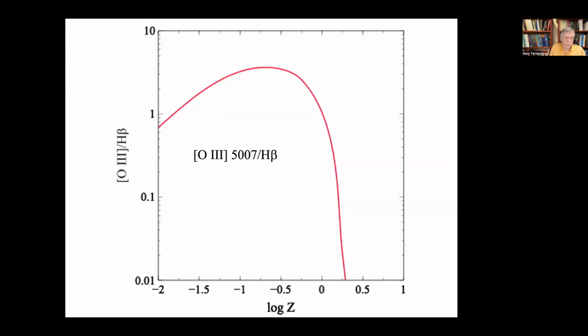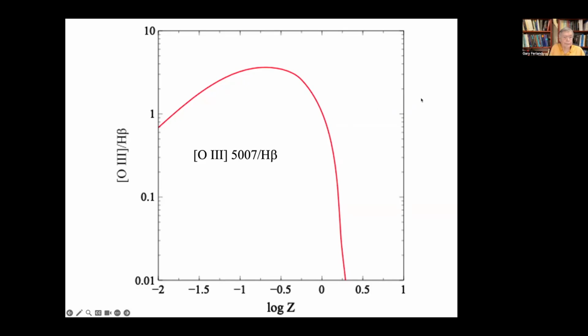Well, what's going on here? The 5007 to H beta ratio ranges from 6 or 7, something like that, to a high of 3, and then back down to where it started when the metallicity varies by 2.5 dex. So vary the metallicity 2.5 dex, and this 5007 to H beta ratio ranges over about a factor of 2, and it's not monotonic. And so what's going on?